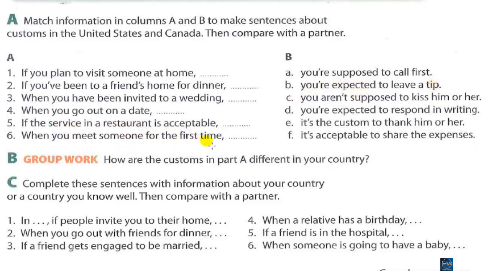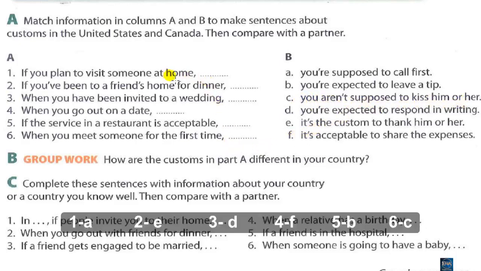6. When you meet someone for the first time, you aren't supposed to kiss him or her. So number 6, C. Again, the answers. Number 1, A, 2, E, 3, D, 4, F, 5, B, 6, C.